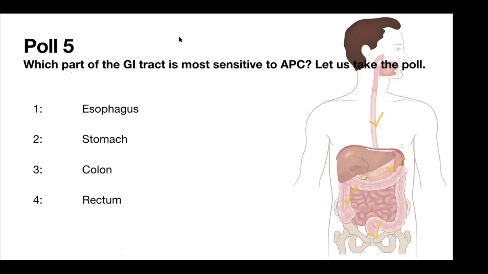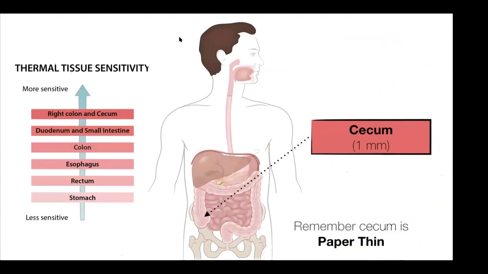All right, so you guys got it right. Most of you said it's colon, and let us see what the literature suggests. If you look at it, from the least sensitive to the most sensitive in terms of the tissue, stomach is pretty resistant, then the rectum, then the esophagus, then the colon, and cecum is the most sensitive.